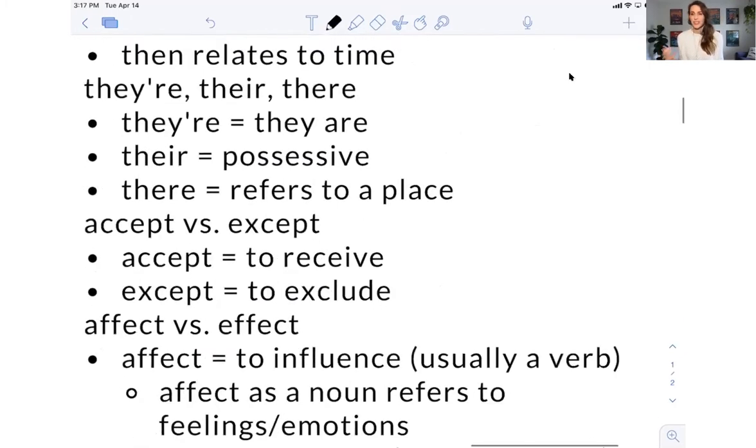And then you can see here that then relates to time. So that would be a sequence of events. This happened and then that happened.